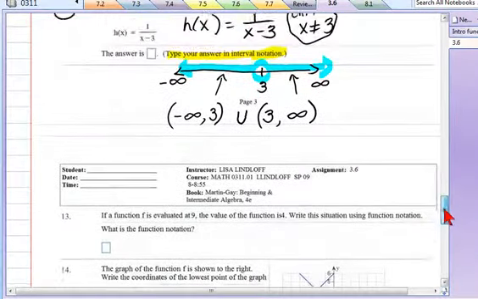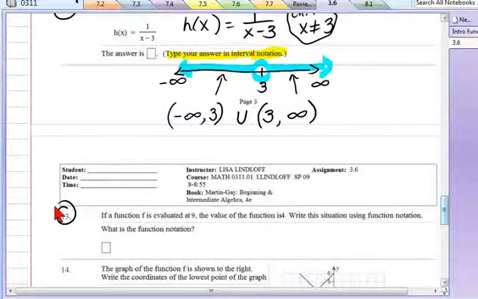Number 13. This is number 13. There it is. It says, if a function is evaluated at 9 and the value of the function is 4, write this situation using function notation.